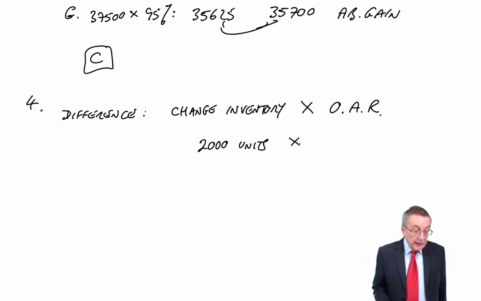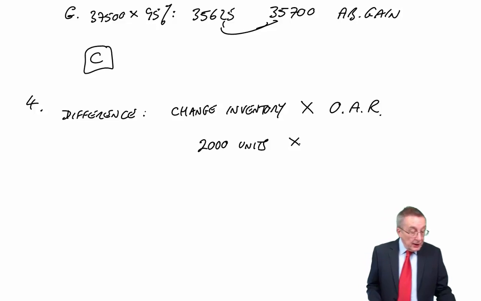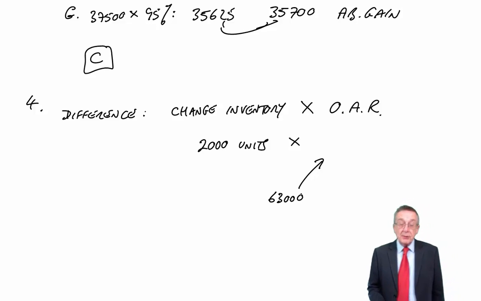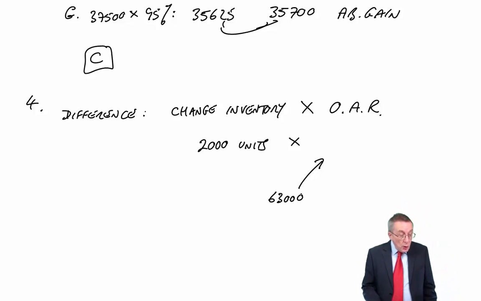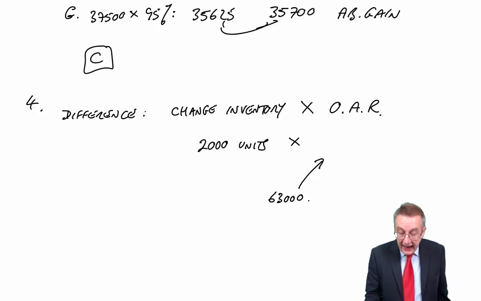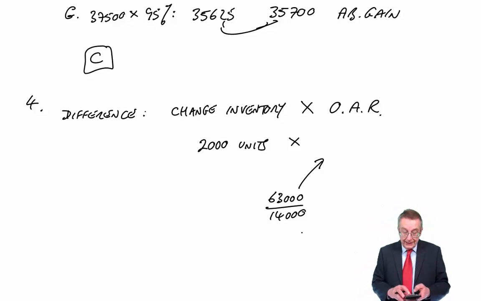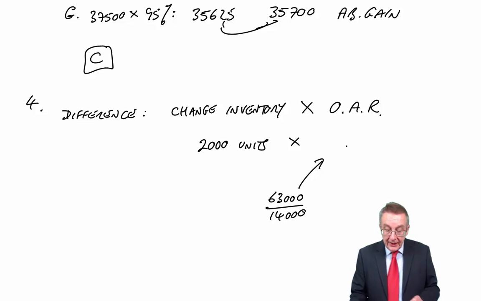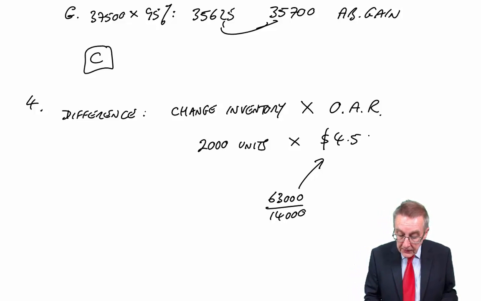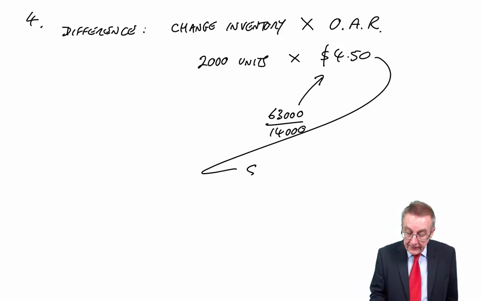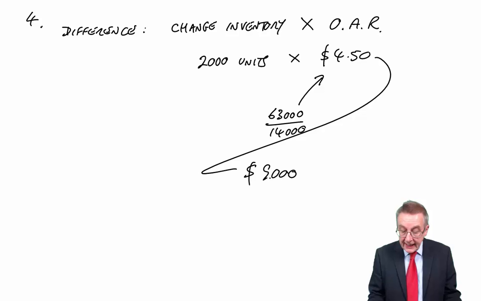And what's the overhead absorption rate? Well, the overhead absorption rate, it says the fixed production costs are 63,000. The normal level of activity, so the average, 14,000 units. And so the absorption rate is $4.50 per unit. As a result, the profits will be different by 9,000.